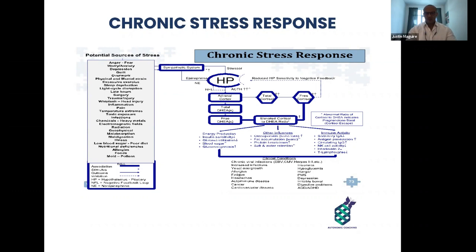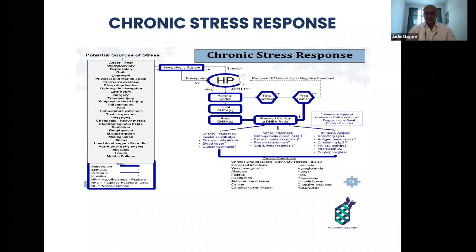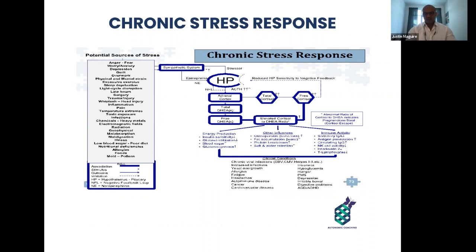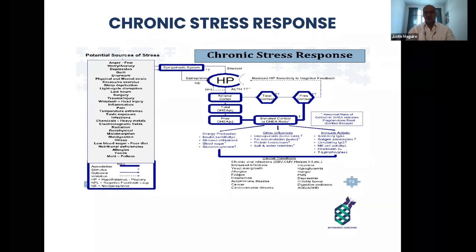Increased infection, yeast overgrowth, allergies, fatigue, headache, autoimmune disease, cancer, cardiovascular disease, insomnia, hypoglycemia, hunger, PMS, premenstrual syndrome, depression, irritable bowel, digestive problems, ADHD. So these are all clinical conditions that have labels in conventional medicine, which is what people are labeled with, either insomnia or having ADHD or having fatigue, chronic fatigue. But they're actually the outcome. They're the symptoms to the outcome of the systems that are irregular or dysregulated due to potential causative factors.